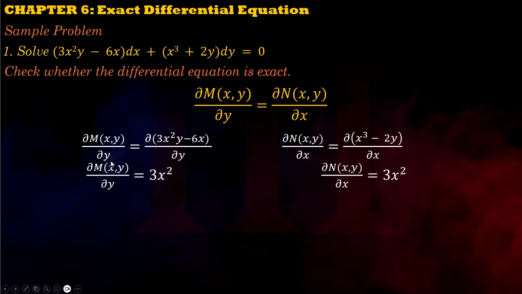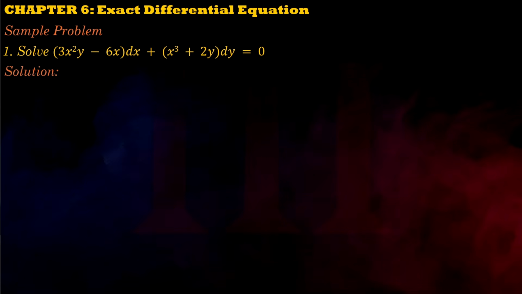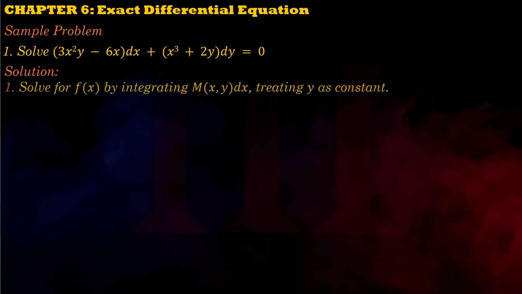And obviously, these two, the partial derivative of M of x and y with respect to y and the partial derivative of N of x and y with respect to x, are equal. Therefore, this differential equation is an exact differential equation. So we can apply those steps that we have discussed earlier. First step, we have to solve for f of x by integrating M of x and y dx and treating y as a constant.